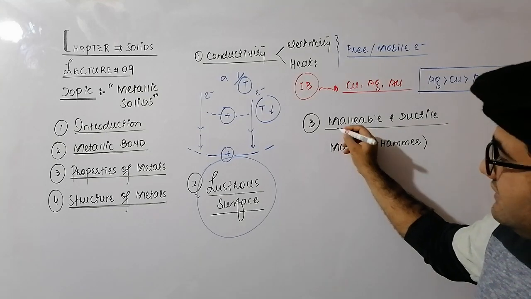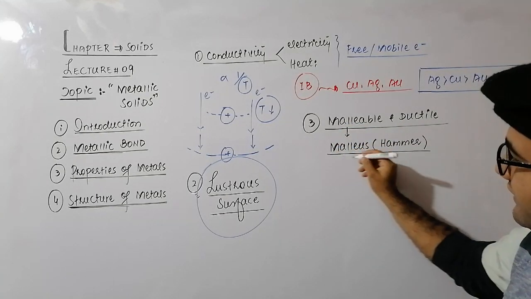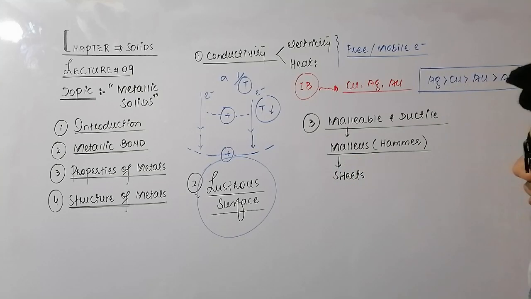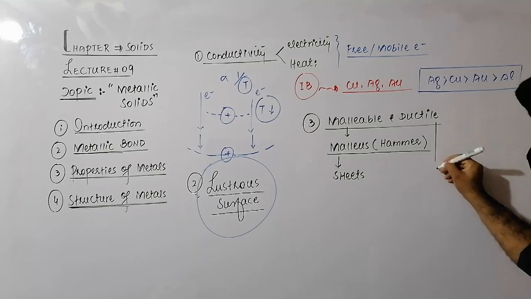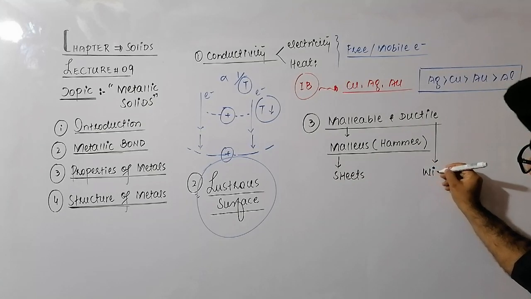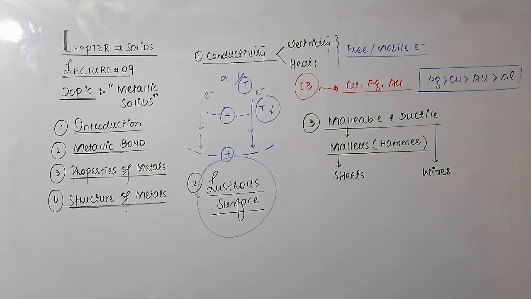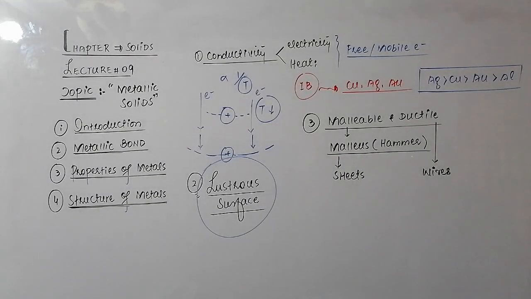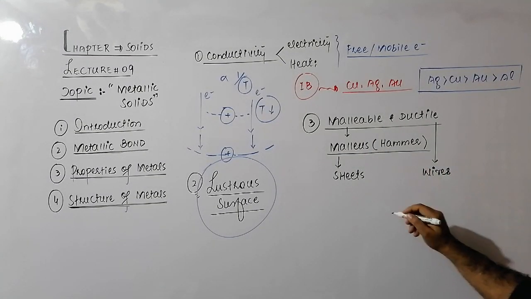It means that metals are malleable, they can be hammered, and when they are hammered, they are converted to sheets. They are not brittle like the ionic solids, but they are converted to sheets. And ductility means that metals can be forced or shaped into wires, as you can commonly see wires of metals in your surroundings. So the ability to be converted to sheets and wires is called the malleability and ductility of the metals.